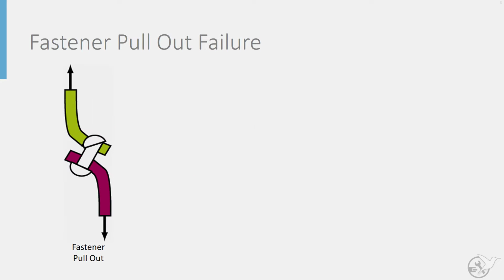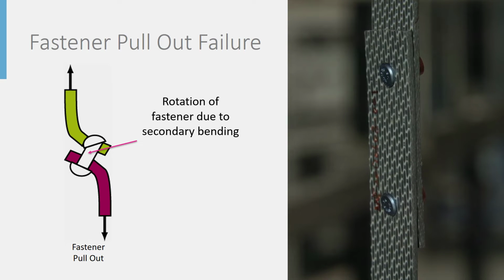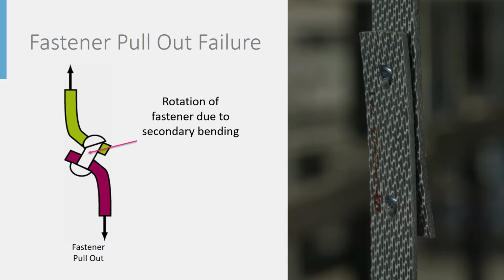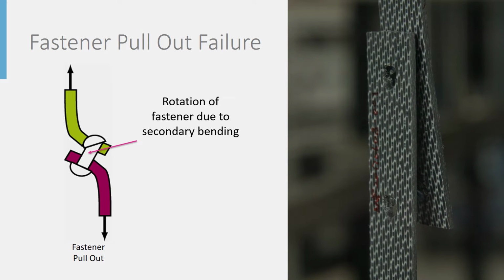Next, we have fastener pull-out failure. Due to secondary bending, fasteners within a joint will tend to rotate. If the bending becomes large enough, the resistance to rotation provided by the fastener heads can be overcome, resulting in the fastener over-rotating and being pulled through the parts it is joining.